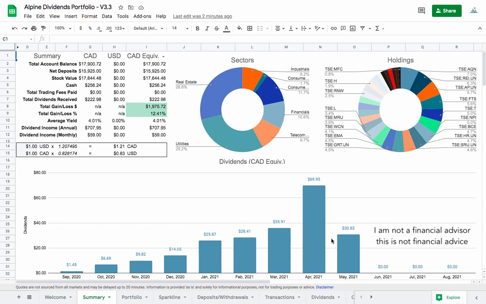And if you're new, what I do is I'm just tracking basically every purchase I make buying Canadian dividend paying stocks. I'm using Wealthsimple Trade to buy and sell the stocks, and I'm tracking everything with this Google Sheet.